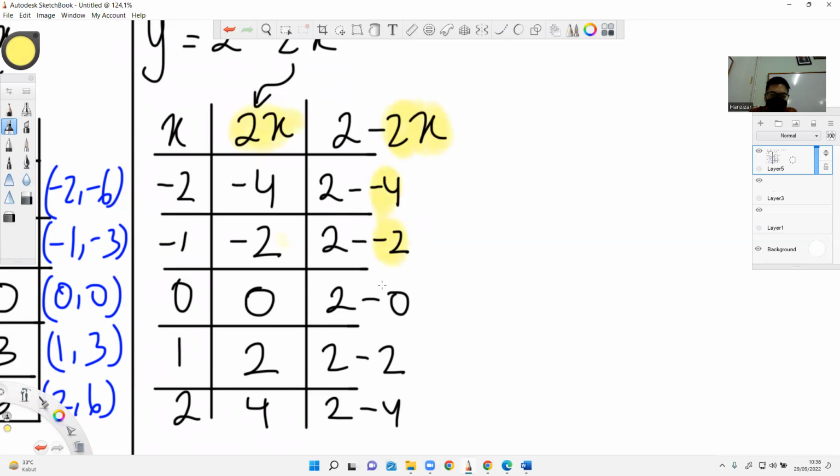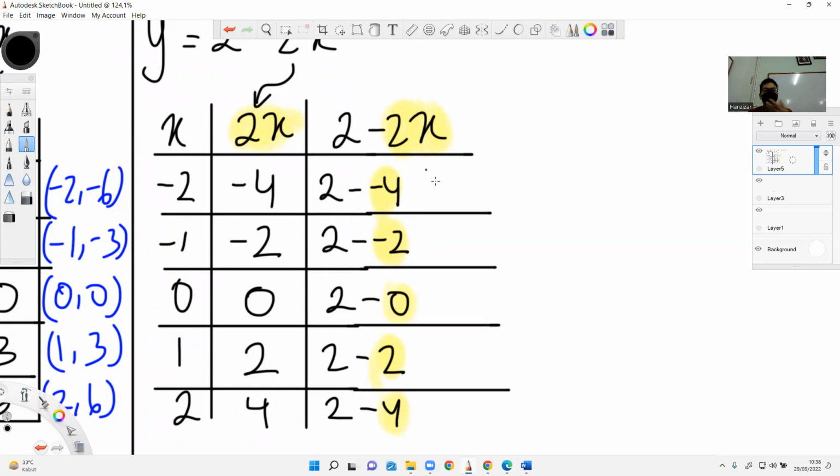Get the idea? Jadi pelan-pelan aja. You cannot do super fast. Fast means if you are too fast, you will get some mistakes that is very, very annoying. 2 minus -4 berapa? 6, 4. Nice. 2 minus -4. 2 plus 4, right?